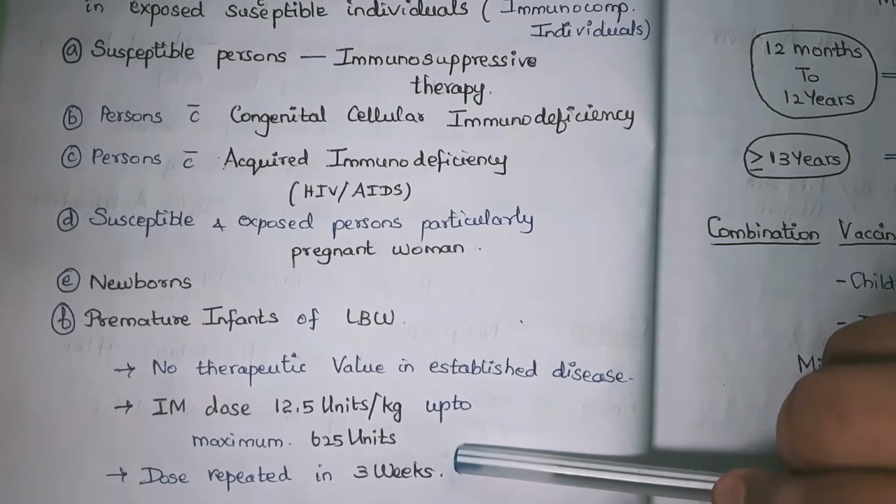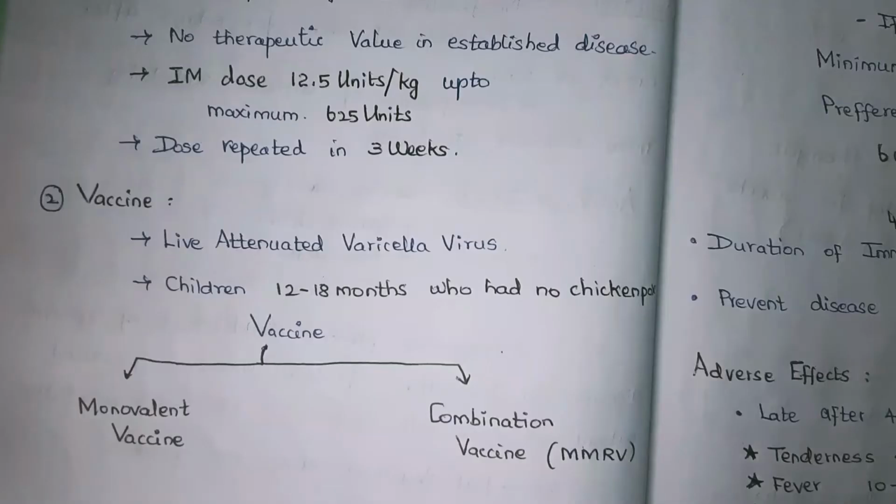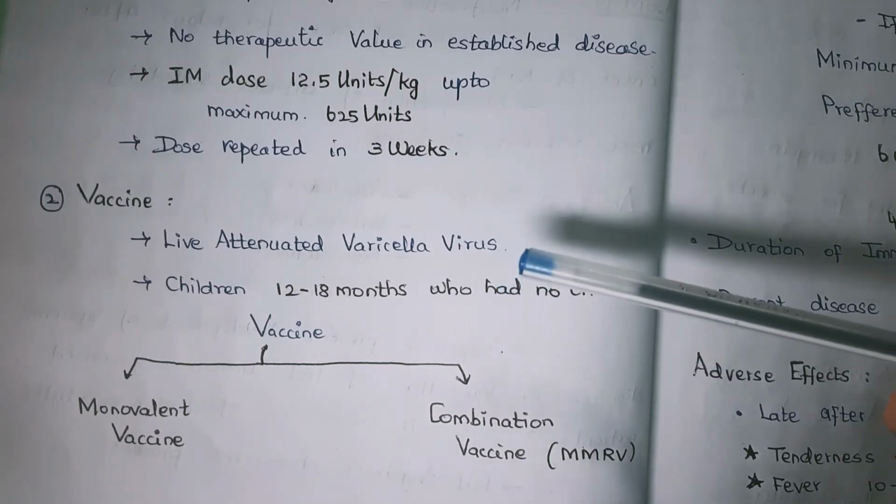Dose is repeated in 3 weeks. The second dose is repeated in 3 weeks. Now we can come into the vaccine. Vaccine part: live attenuated varicella virus vaccine is given.